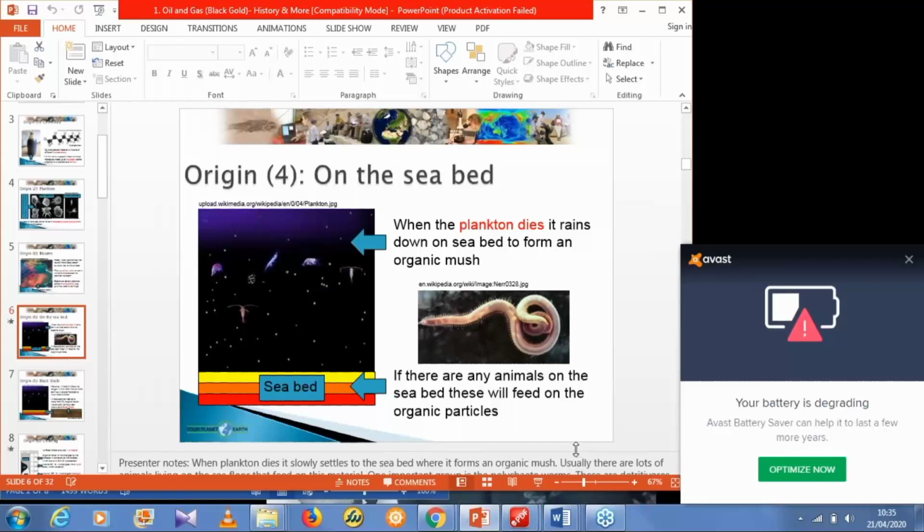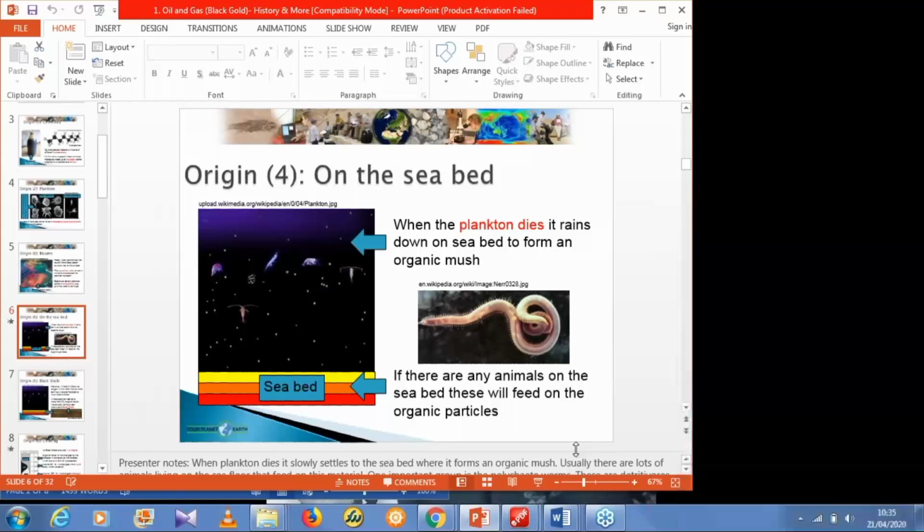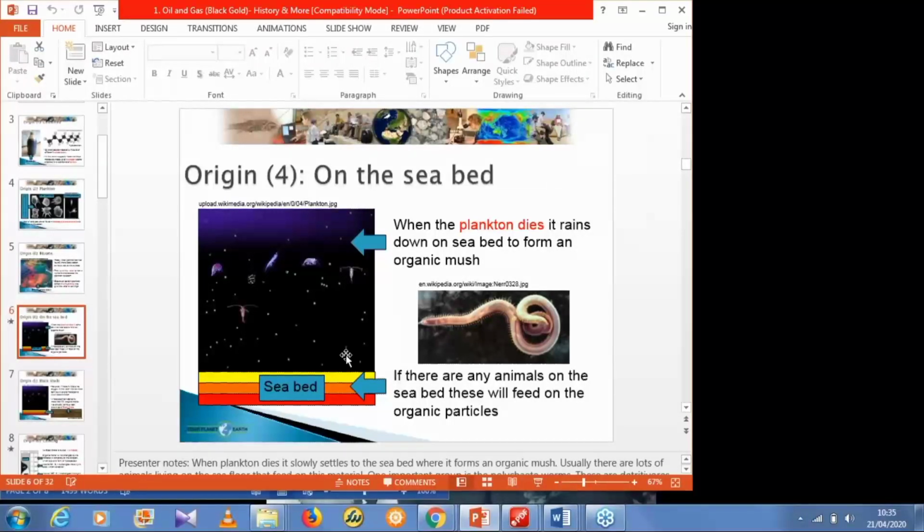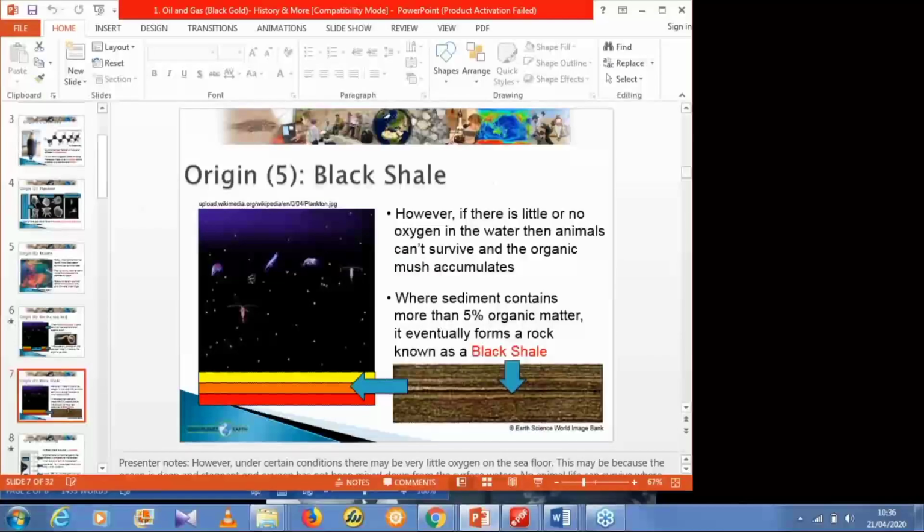Now, usually there are lots of animals living in the sea. There are a lot, as in millions, hundreds of millions or billions of them that we find in the sea. If there are animals on the seabed, these will feed on the organic particles usually. But when they die, you see how the seabed looks, with different strata or different layers. So it starts decomposing in that seabed.